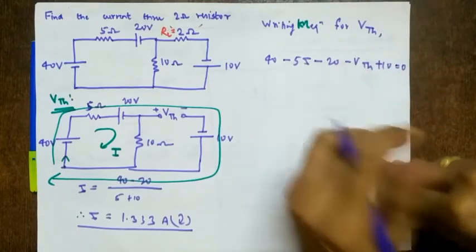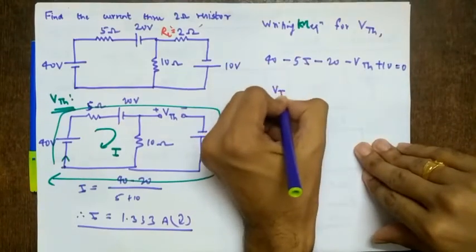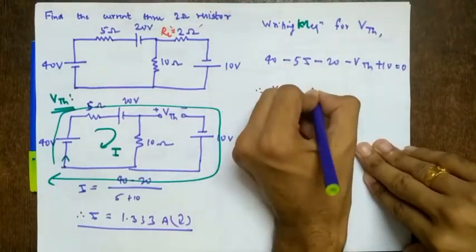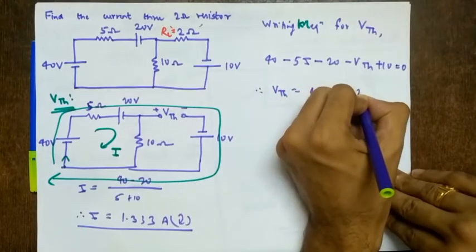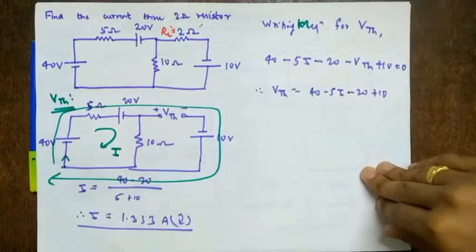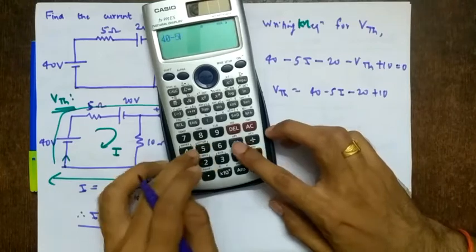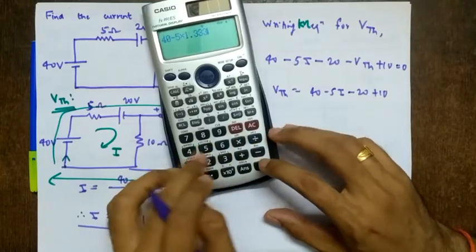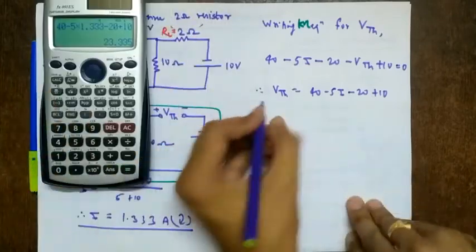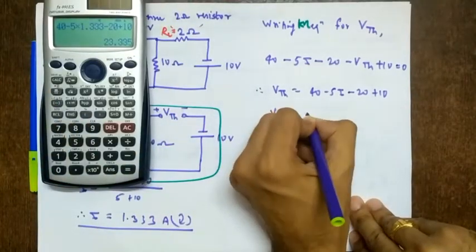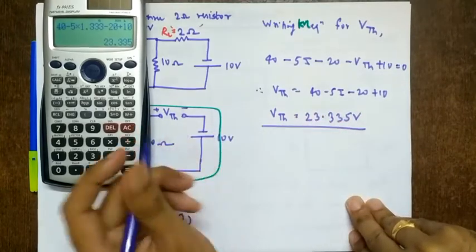equal to 0. Fine. So therefore, VTH, I'll take it here. So it is 40 minus 5i minus 20 plus 10. I we know already, it is 4 by 3 to be exact. So 40 minus 5 into 1.333 minus 20 plus 10. So VTH is 23.335 volts.